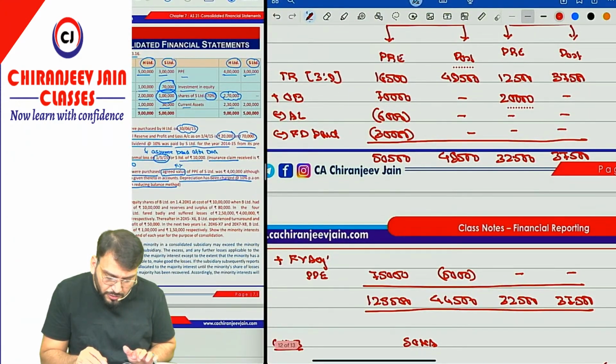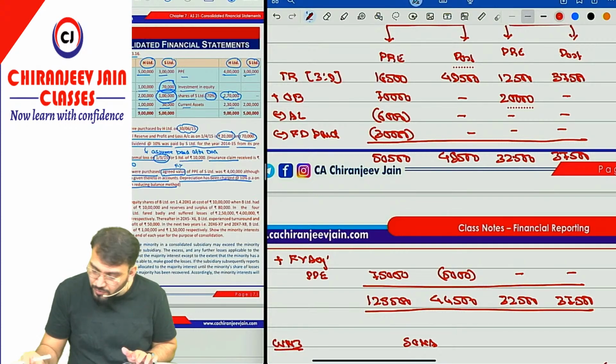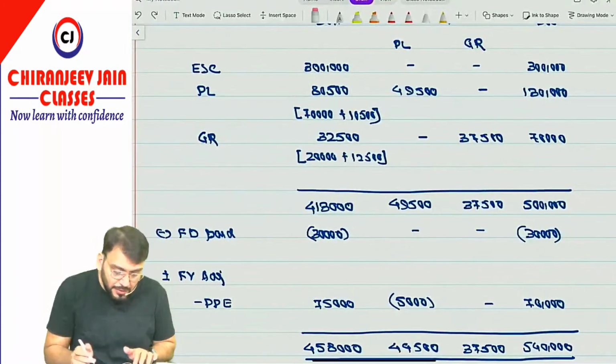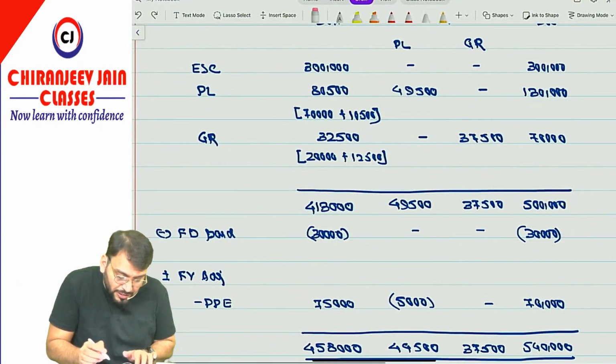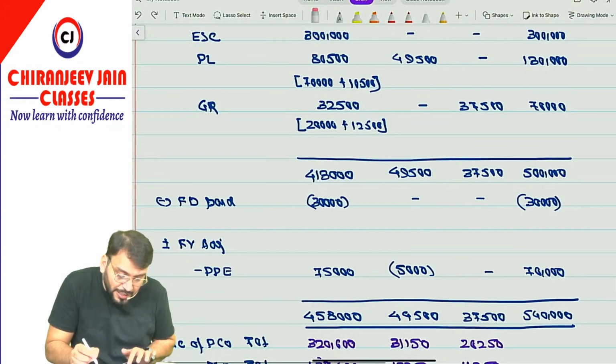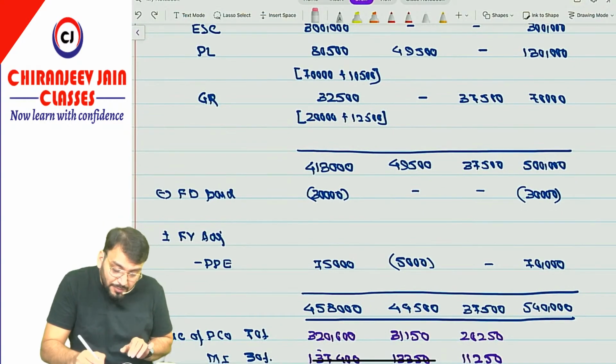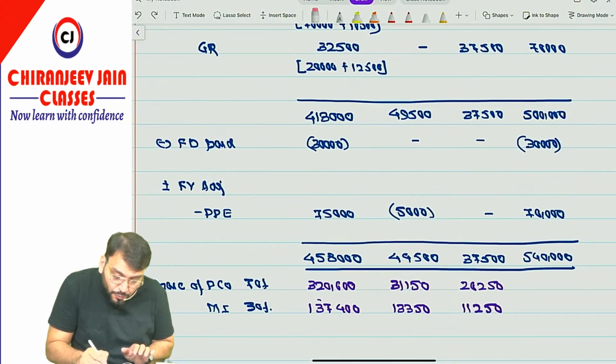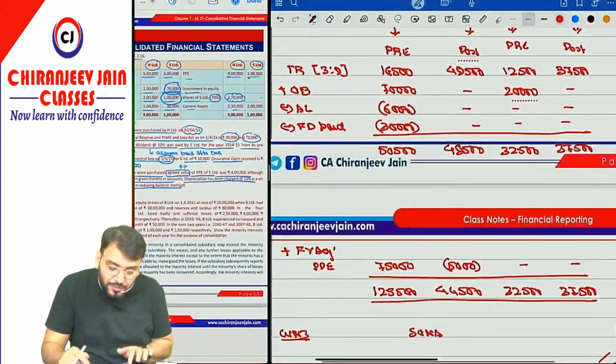This total is, I think, wrong. We have done something wrong. 16,500 plus 70,000 plus minus. Okay, what have I done? I have done only the opening balance on this, and the final dividend I have deducted from here, which I have shown now, and the fair value adjustment I have done here. But ultimately the answer remains the same. You can see 4,58,000. What is our answer?